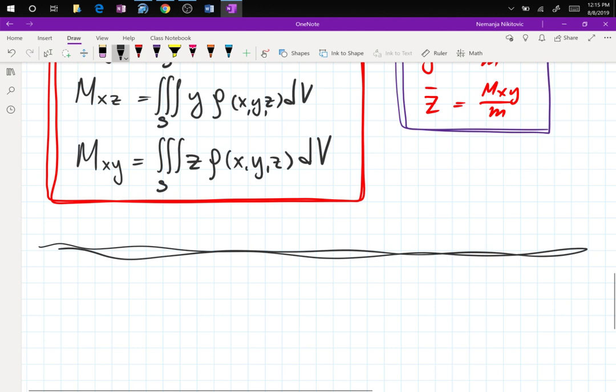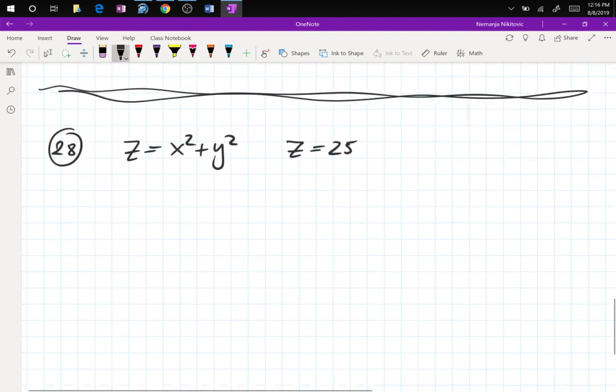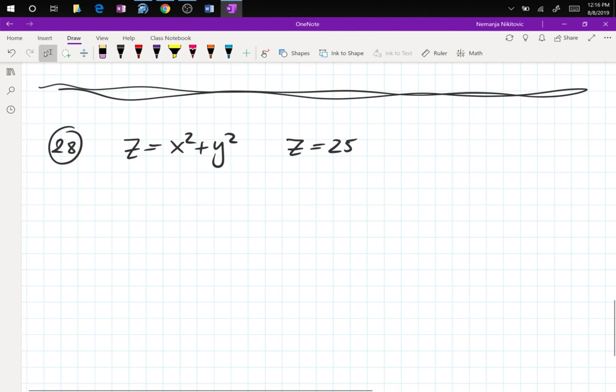Let's see what we have. It doesn't matter, pick anything. The solid bounded by the paraboloid z equals x squared plus y squared, and the plane z equals 25. Okay. I'm going to draw this, and they want us to do what? Find the center of mass of the following solid with a constant density 1. Woohoo! Rho equals 1. Well, that simplifies things greatly.